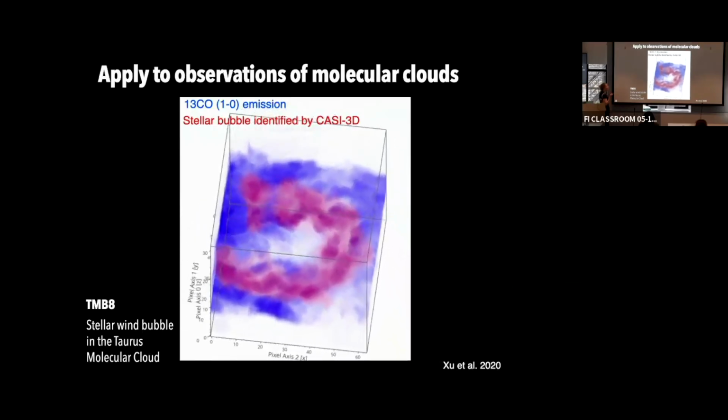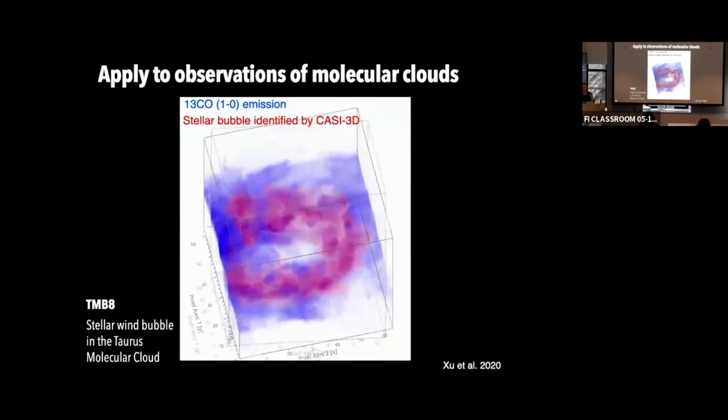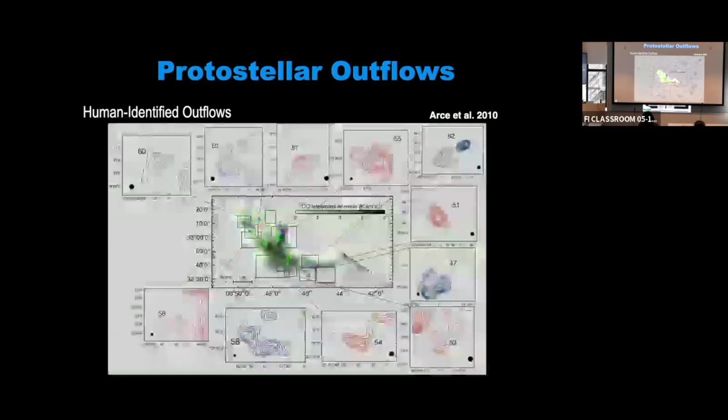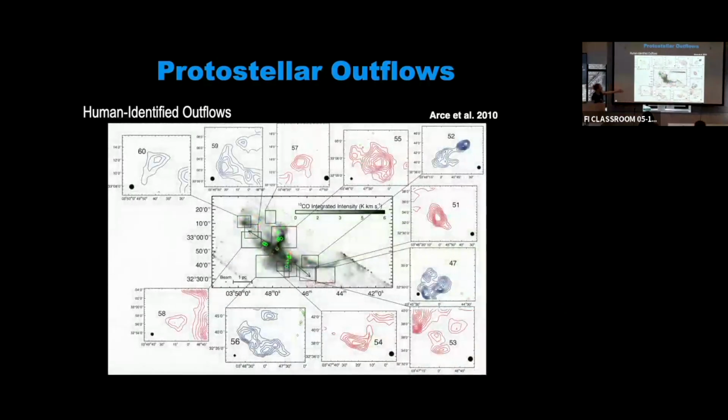So we were very excited about this. So of course, the next target was protostellar outflows. Again, this B5 has not just a bubble there, it also has outflows, which we saw. And this was nice because we already had a human created catalog. So here's the star formation blob at work. These are all clearly protostellar outflows.